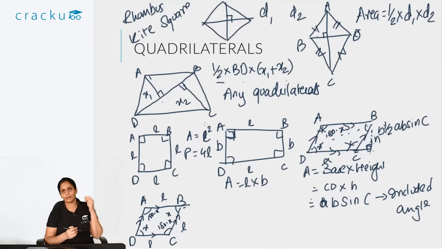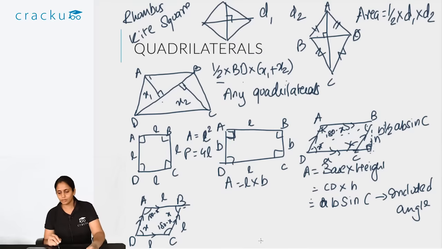But if you have a rectangle and the diagonals intersect each other at a right angle, then it will be a square. If you have a parallelogram and the diagonals intersect each other at right angles, it will be a rhombus. So these are the basic things that you should remember in quadrilaterals.